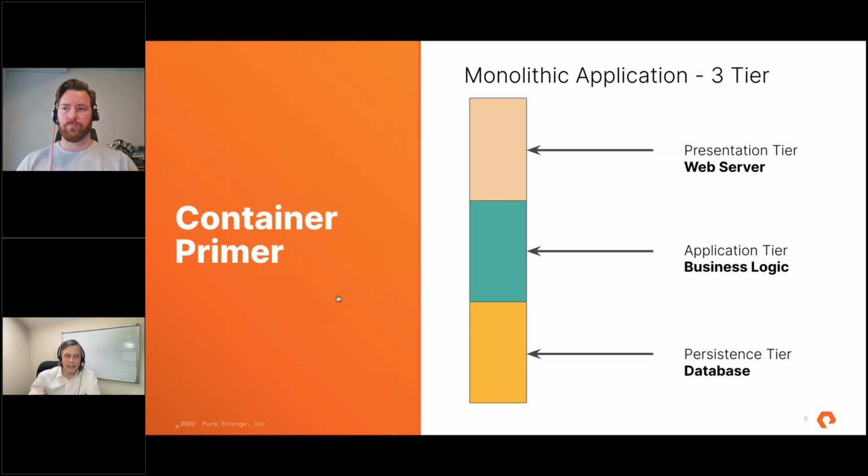Now, containers. I imagine that most of you have come across containers, but a bit of a refresher into what they are, how they came about, and what the ultimate value proposition is here.